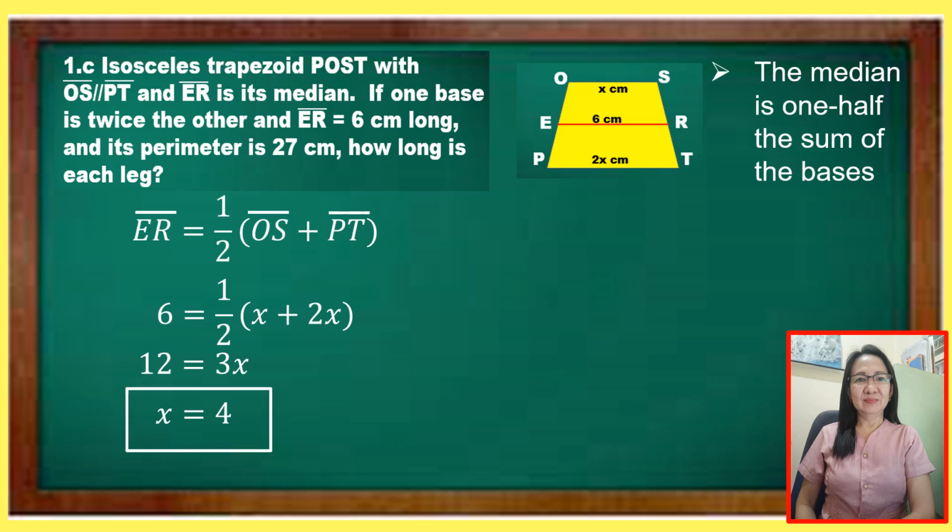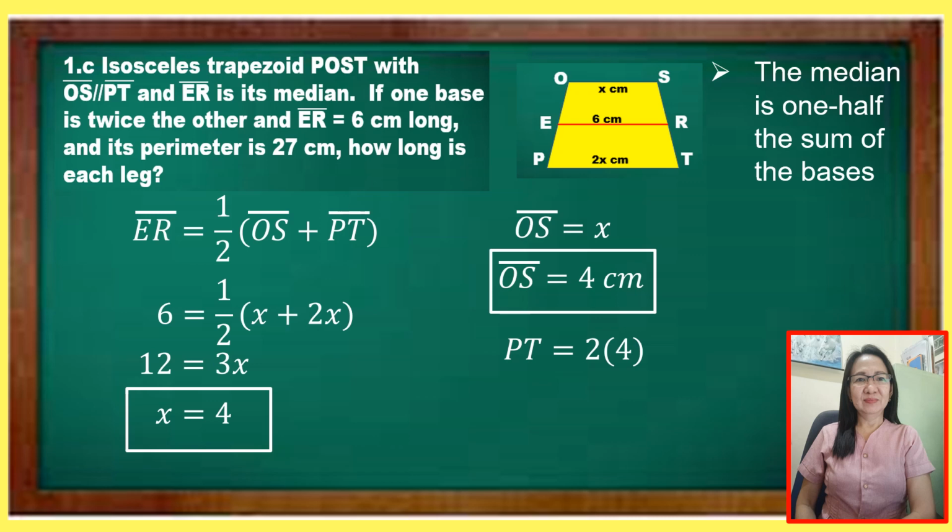Now, since we obtained the value of x, we are going to solve for OS. But luckily, our OS is simply x. Therefore, our OS is equal to 4 centimeters. The same with our PT, which is represented as 2x. So PT is equal to 2 times 4, and PT is equal to 8 centimeters.